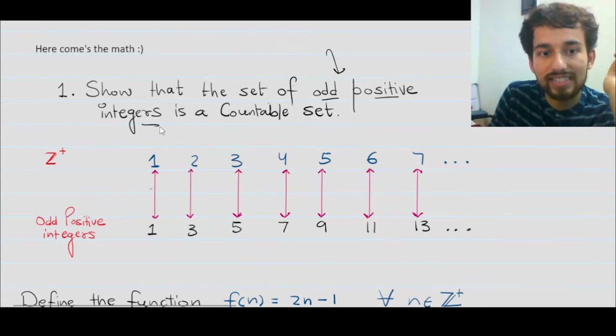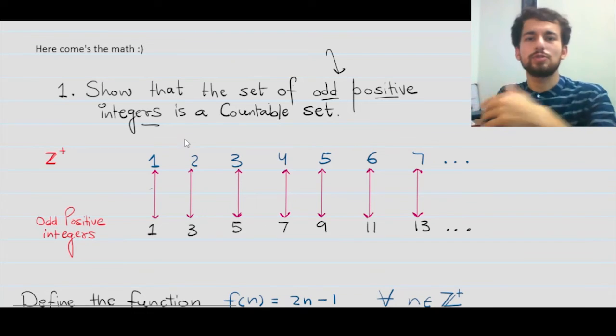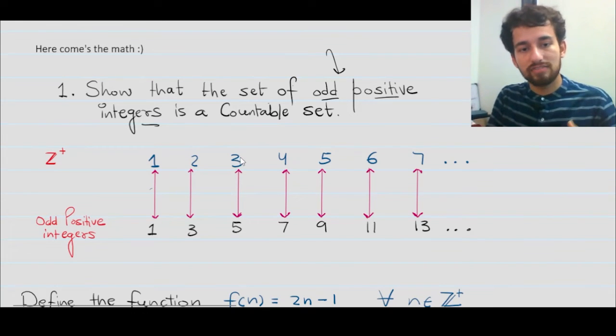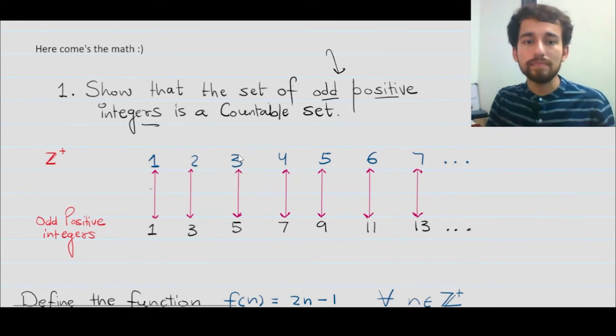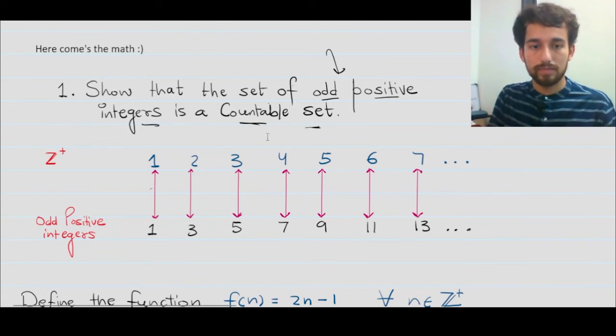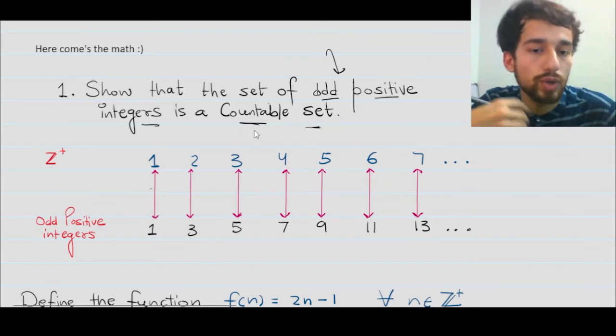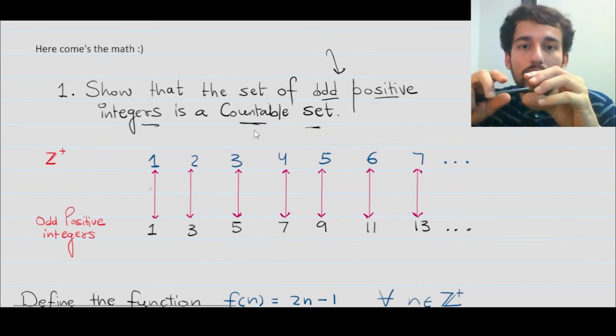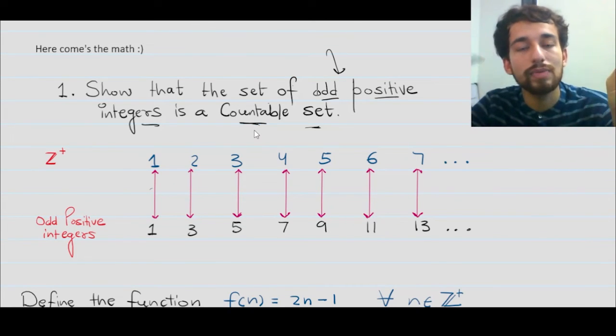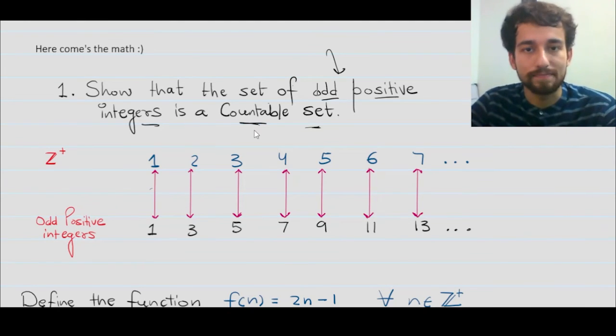Odd positive integers means 1, 3, 5, 7, 9 and so on. Infinitely many positive integers are given to me, all of them odd, and I am interested in proving that they are countable. If we can show a 1-to-1 correspondence between this set and the set of natural numbers, a 1-to-1 onto mapping, then we are done.